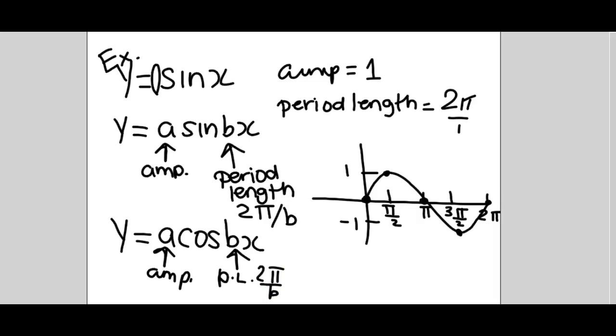The only difference with a cos graph is you start at the amplitude instead of the origin. So here we started at the origin. If we were doing a cos graph and our amp was 1, you'd start at your amplitude. And then you'd go down, under, back, and up. So your picture would look like that. Okay, so you're starting high instead of starting on the origin.